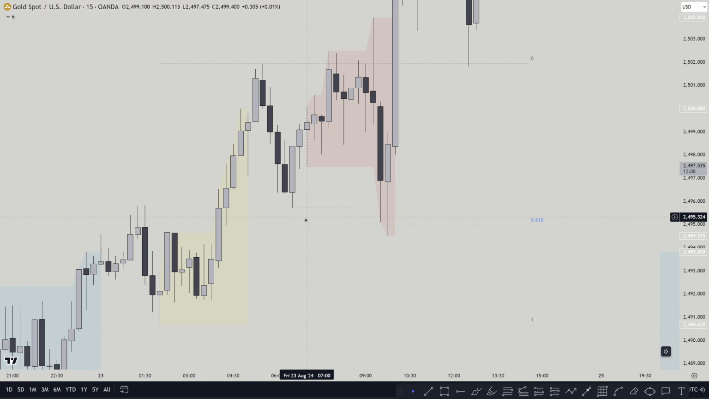But in this case, no 61. Even if you take it from this low, you see it did not reach the 61 and it looks like an inducement that is very close to 61. What happened after is a sweeping of that low, pushing higher.